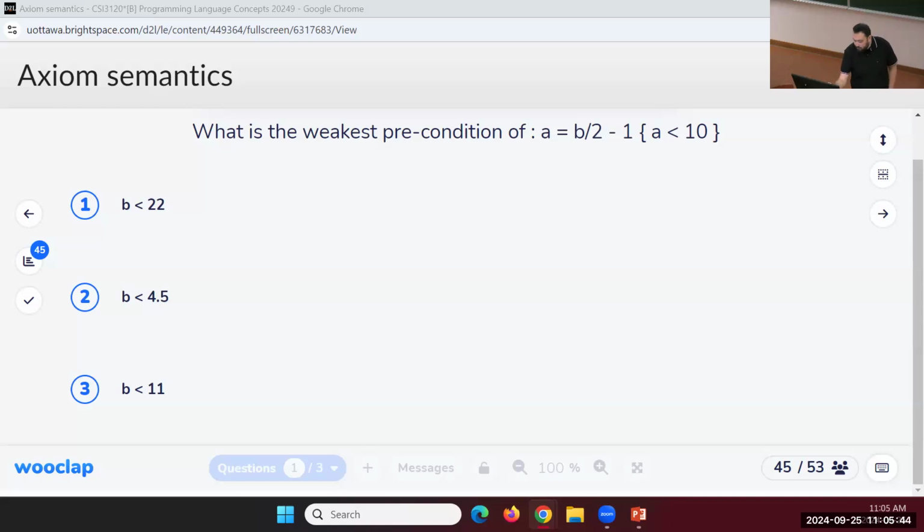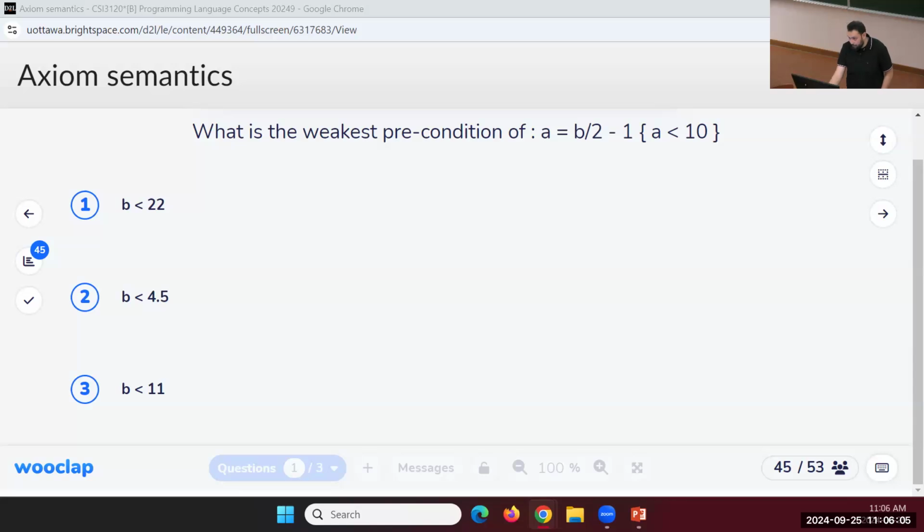Okay, so you substitute 22 for B. So 22 divided by 2 is 11, minus 1, so that's giving me A equal 10. Yeah, so you're saying less than 22. Okay. Any other reasoning about why you chose B less than 22, Benjamin?